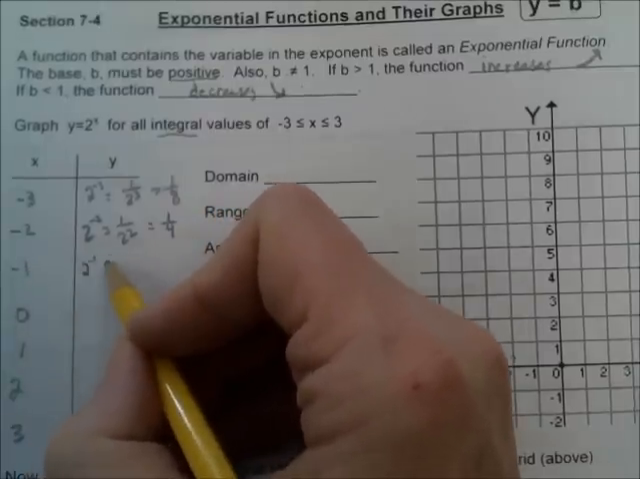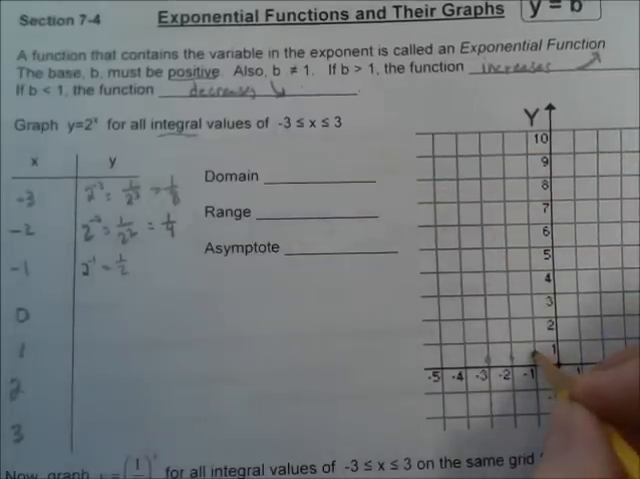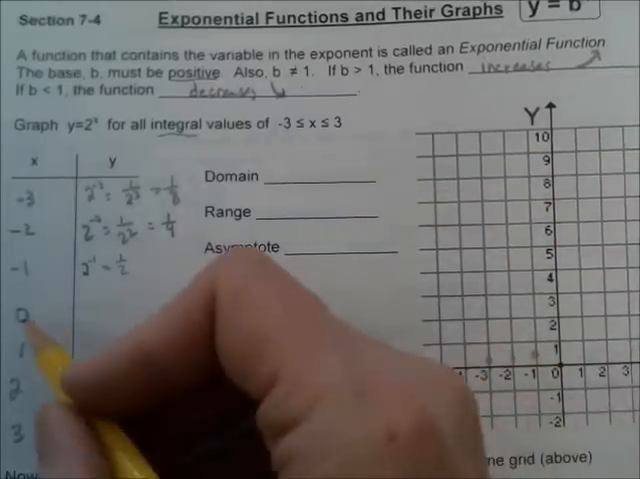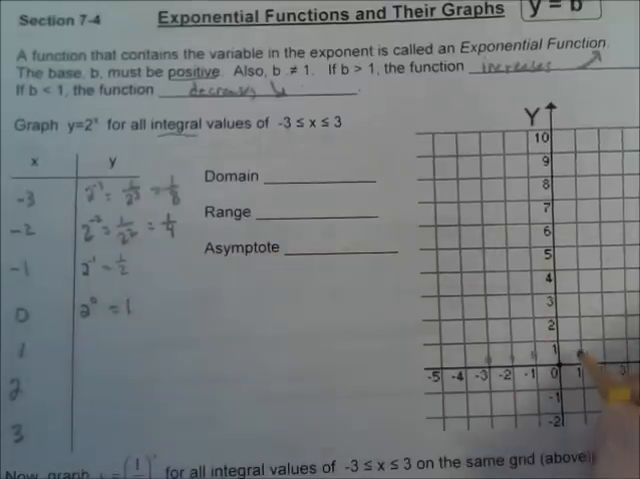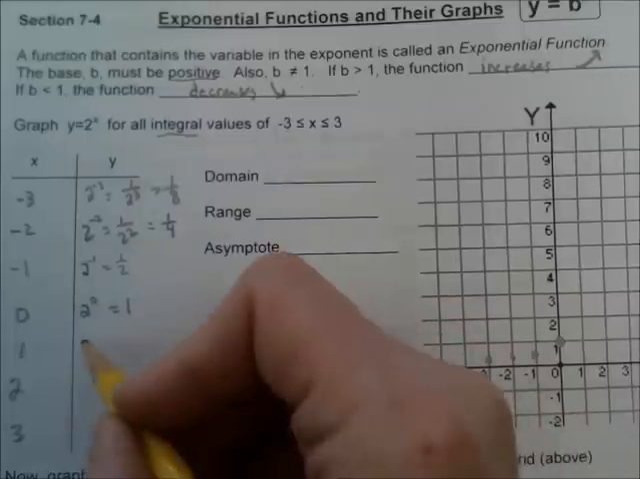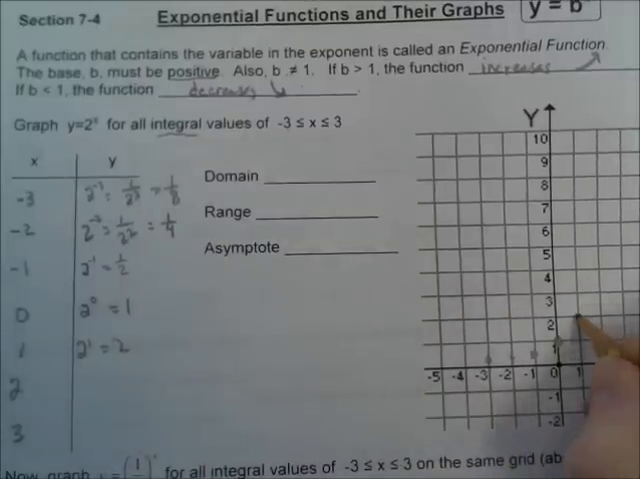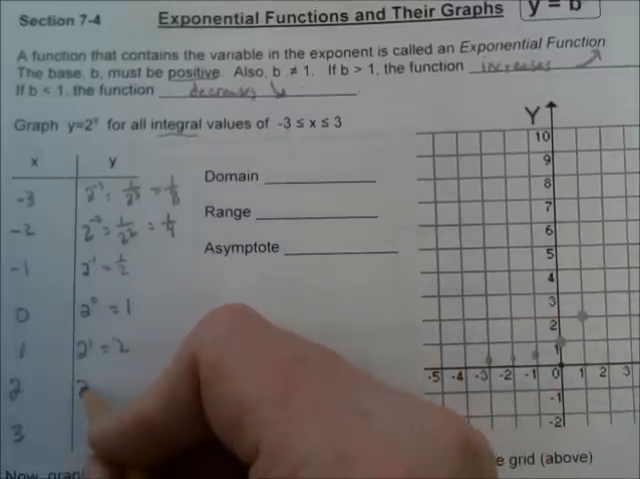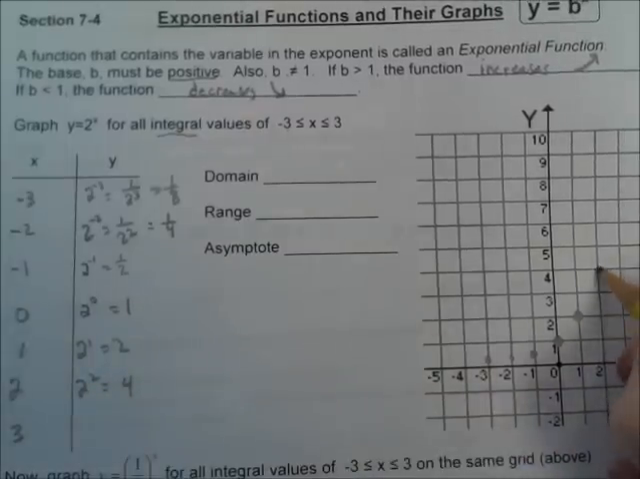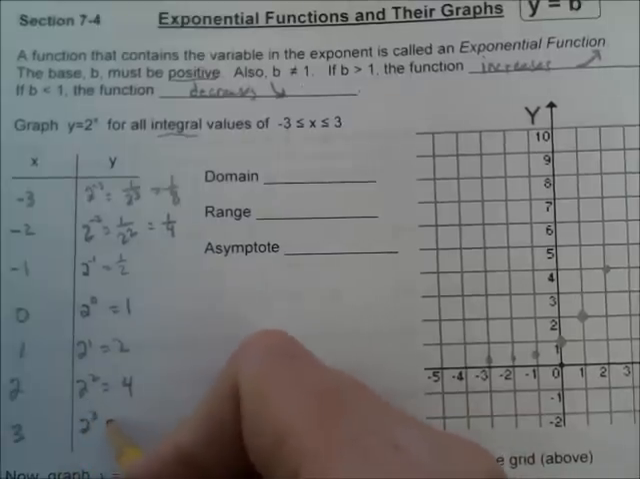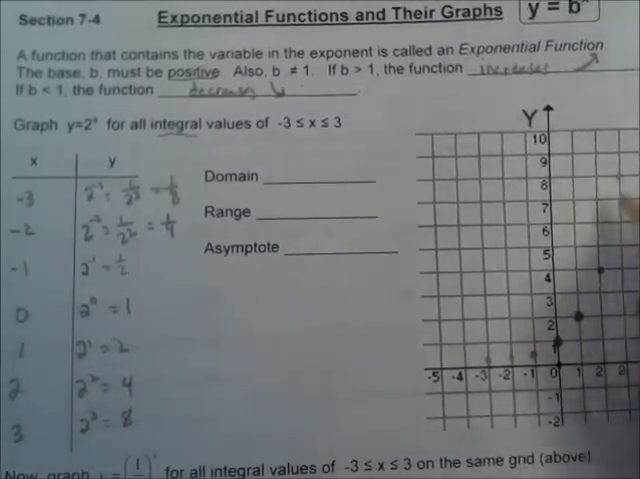The next one is -1. 2 to the -1 is 1 over 2 to the first, which is a half. So -1 comma half will come up here. 2 to the 0, anything to the 0 is 1. So 0 comma 1 is the next point on the graph. 2 to the first is 2. 1 comma 2 is the next point. 2 to the 2 is 4, and 2 comma 4 is the next point. And then 2 to the third is 8. 3 comma 8 would be the last point on this graph.